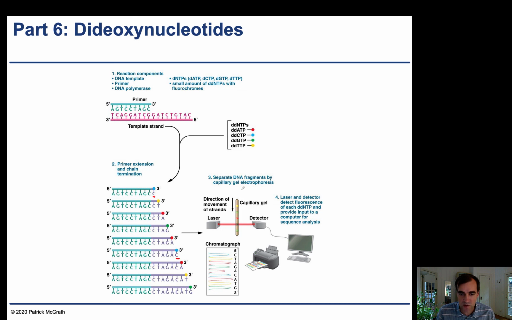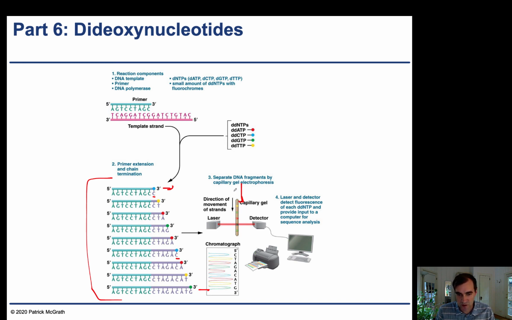And so if you run these through a capillary gel, the smallest is going to run the fastest and the largest is going to run the slowest. And then simultaneously you have a laser and a detector that allows you to determine the color. So as this set of products runs through a gel, it's a gel that's in a capillary tube, which is why it looks like this.